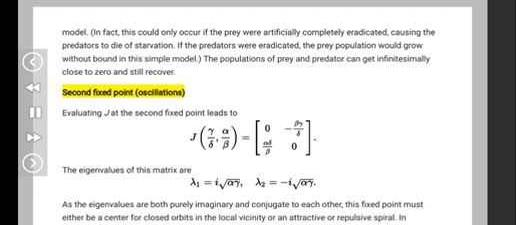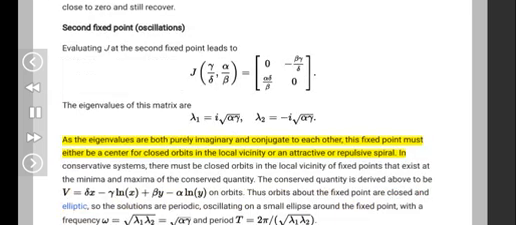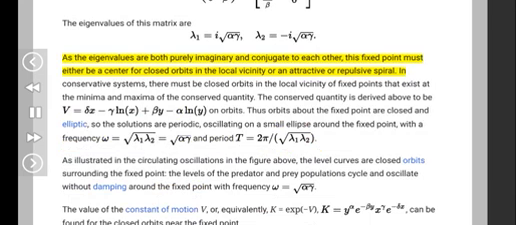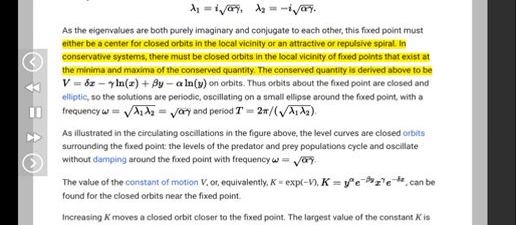Second fixed point, oscillations. Evaluating J at the second fixed point leads to. The eigenvalues of this matrix are. As the eigenvalues are both purely imaginary and conjugate to each other, this fixed point must either be a center for closed orbits in the local vicinity or an attractive or repulsive spiral. In conservative systems, there must be closed orbits in the local vicinity of fixed points that exist at the minima and maxima of the conserved quantity.